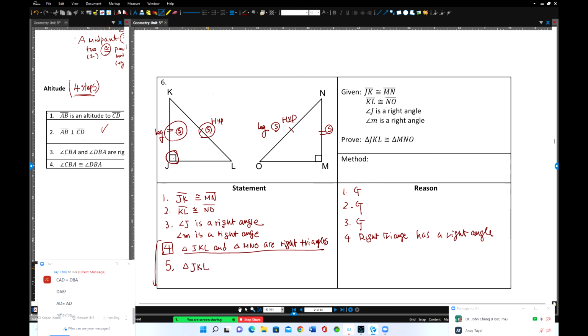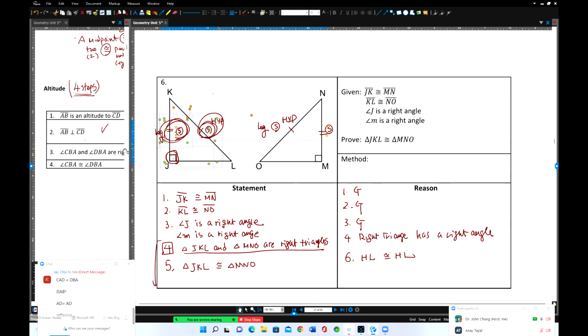Triangle JKL and MNO are congruent. The reason is hypotenuse leg. This is the hypotenuse, and one of the legs on the right triangle. If you have a right triangle, only check these two, the hypotenuse and one of the legs. If they are congruent, these two triangles are congruent. Is it okay?